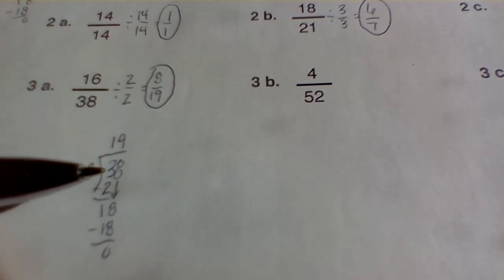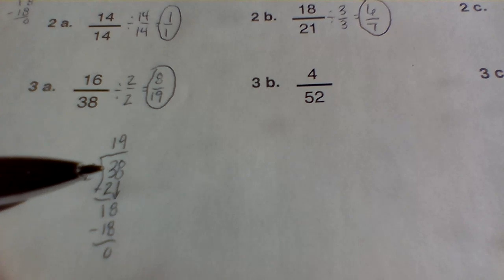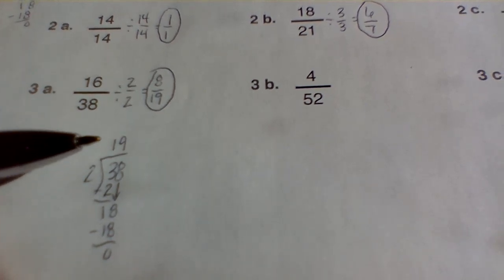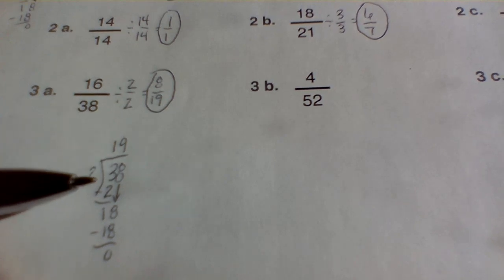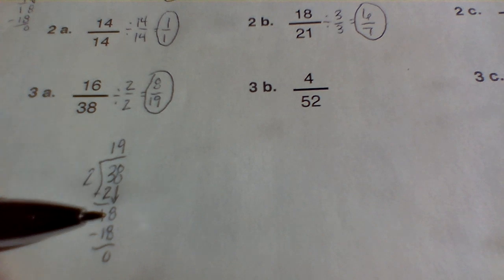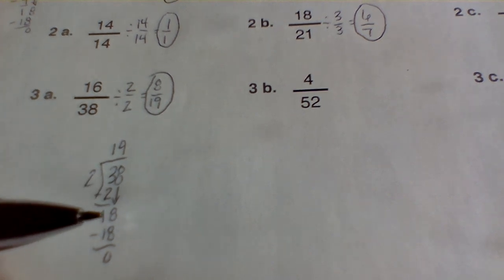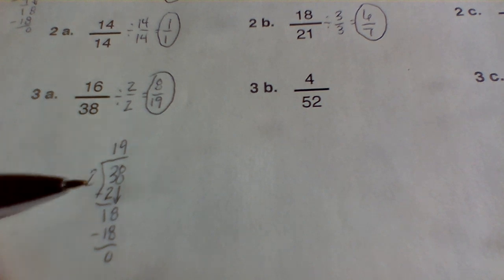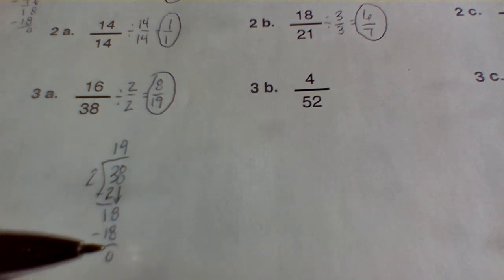So if I have my 3, I always start on the left. I have 3 things, and I split it into groups of 2. I get 1 group. 2 times 1 is 2. I subtract, I get my 1. Now I bring down my 8. And if I have 18 items, and I'm making groups of 2, I make 9 groups. 2 times 9 gives me 18. So I have 0 left.